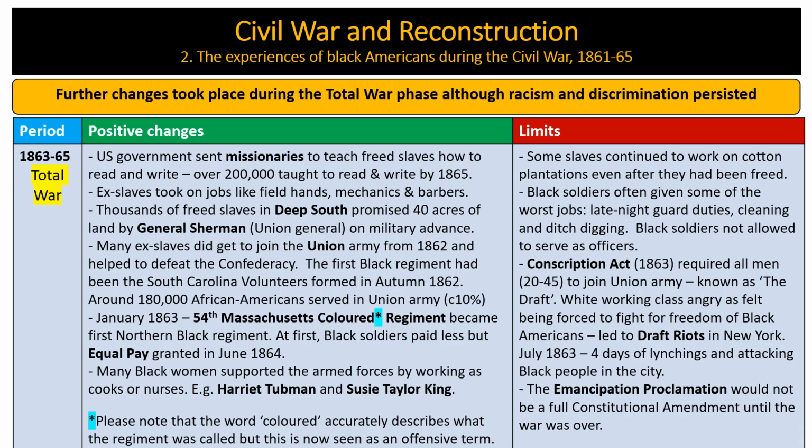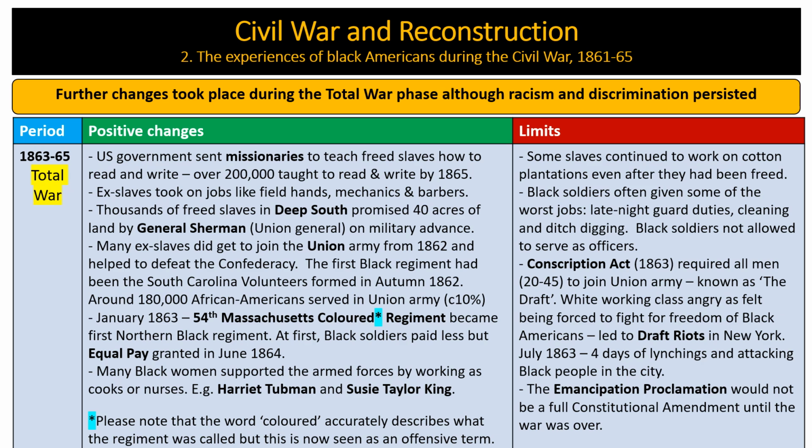So we're going to start off by looking at some of the positive changes associated with the total war period. So the US government sent missionaries to teach freed slaves how to read and write. Over 200,000 African Americans were taught to read and write by 1865. Ex-slaves took on jobs like field hand, mechanics and barbers, and thousands of freed slaves in the Deep South were promised 40 acres of land by General Sherman, a Union general, on the military advance through the South.